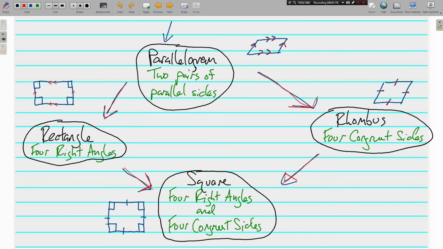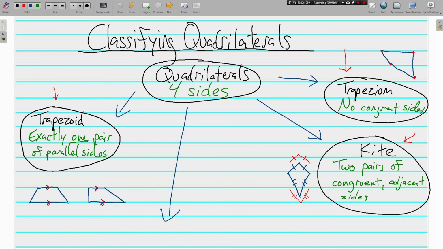Again, we can't go by what figures look like anymore. We have to go by their properties. So it's real important that we know the properties. We need to know these 4 for sure: parallelogram, rectangle, rhombus, square. We also need to know trapezoid. Remember, trapezoid has exactly 1 pair of parallel sides. We might see a trapezium or a kite every once in a while, but they're not going to be a huge part of what we're working with this year.